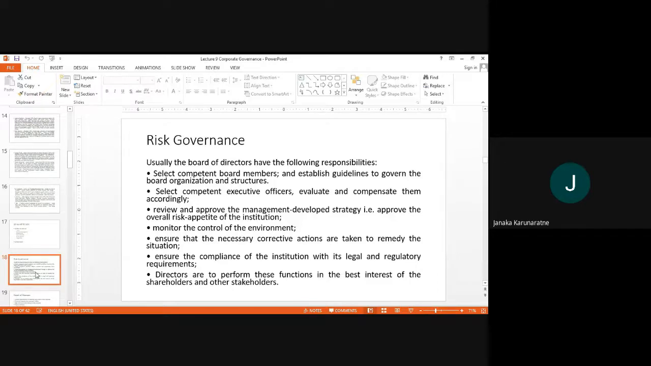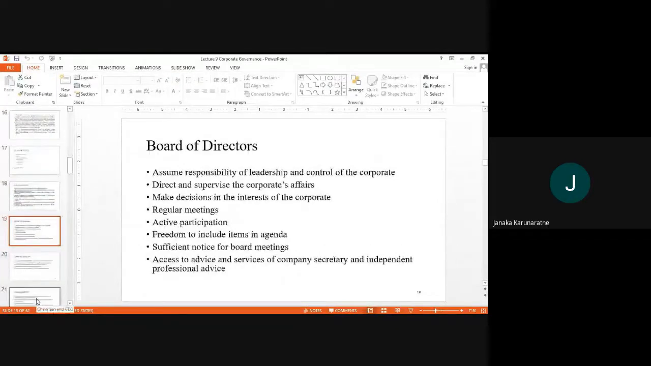Directors are to perform these functions in the best interest of the shareholders and other stakeholders. Okay, so those are the responsibilities in a risk governance framework.